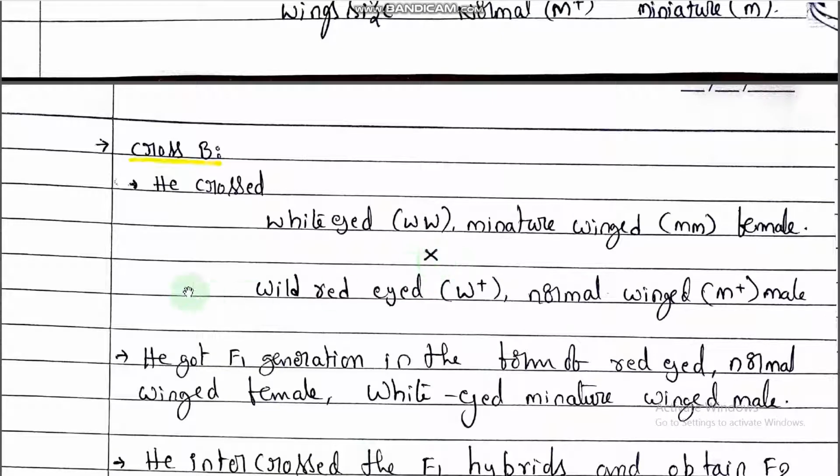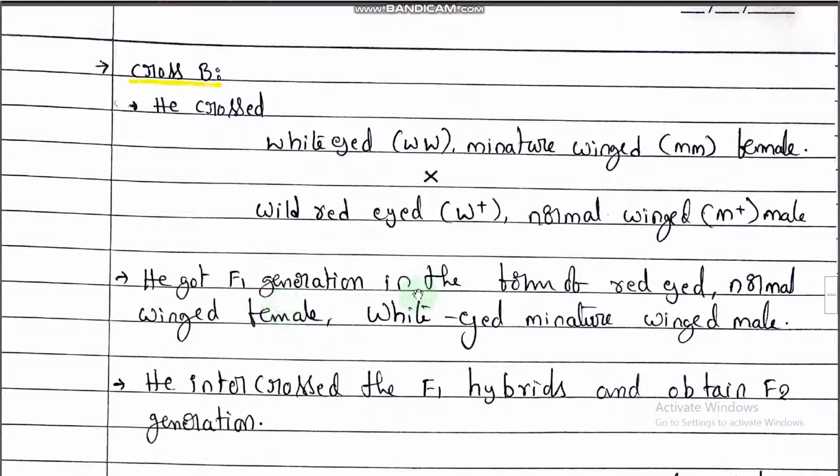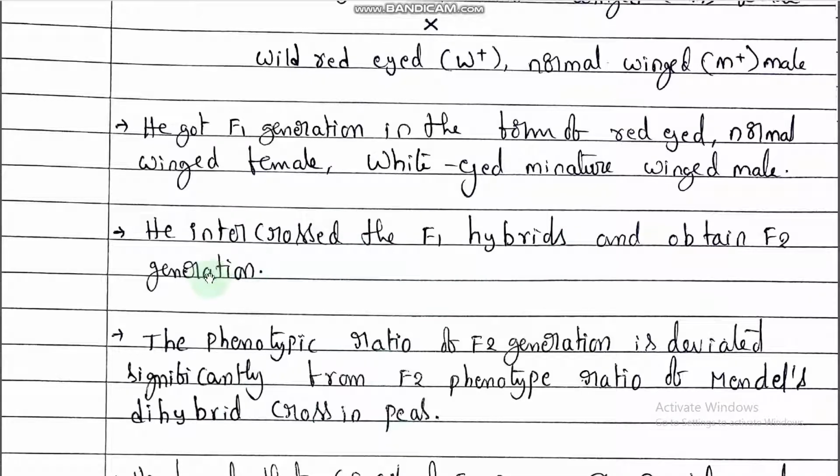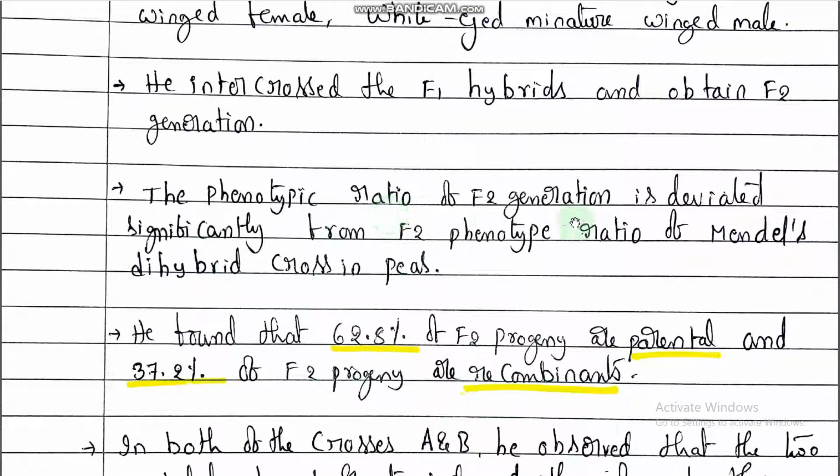You got it? Right. So in F1 generation, he got red eyed normal winged females, and white eyed miniature winged males, because it is X linked. Female he took as parent, he got male as progeny in F1 generation. Sexes only changed, the combinations are not changed in F1. So what about F2? He intercrossed the F1 hybrids and obtained the F2 generation. The phenotypic ratio of F2 generation is deviated significantly from the F2 phenotypic ratio of Mendel's dihybrid cross in peas. Here also same, the result is different compared with Mendel's experiments.